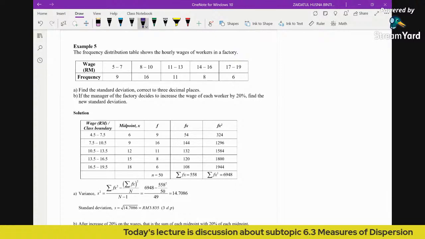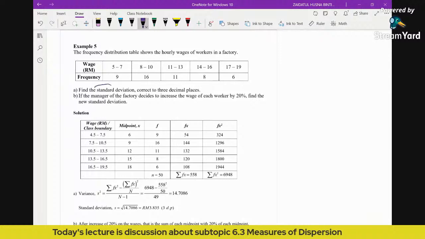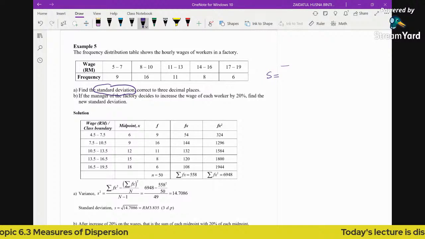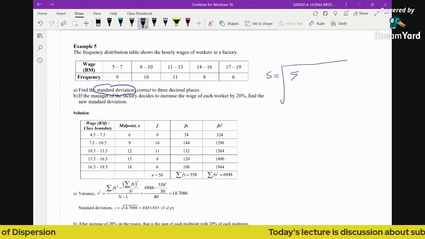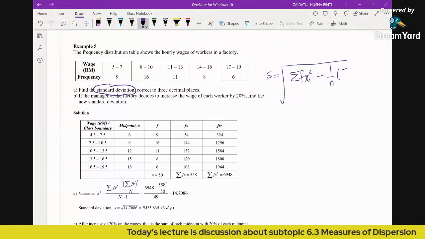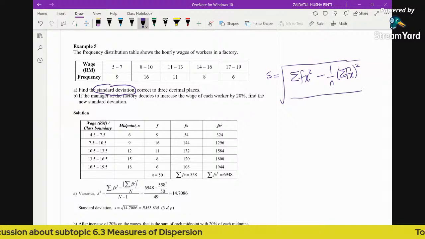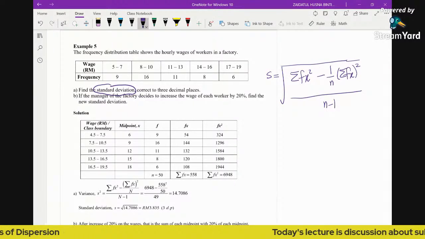Again, recalling the formula of standard deviation. What do we need to have? We need the sum of fx squared, and then the sum of fx, which will be squared here, and then divided by n minus 1. In order to obtain all of these, again, we require a table.